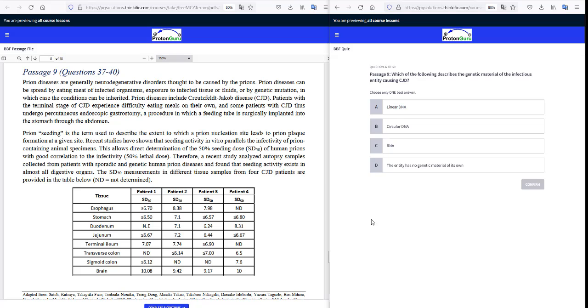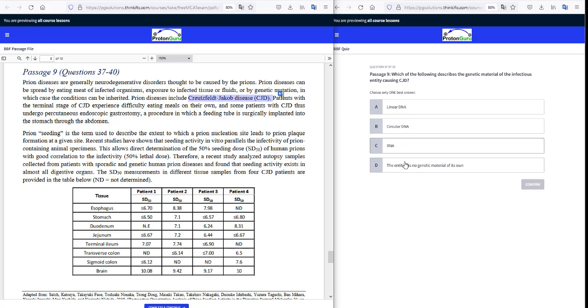All right, on to passage 9 for questions 37 through 40. This is a passage about prion diseases, pretty interesting topic. And our first question is, which of the following describes the genetic material of the infectious entity causing CJD? CJD is the Creutzfeldt-Jakob disease described in the passage if you want to look up the abbreviation. And it's one of the prion diseases.